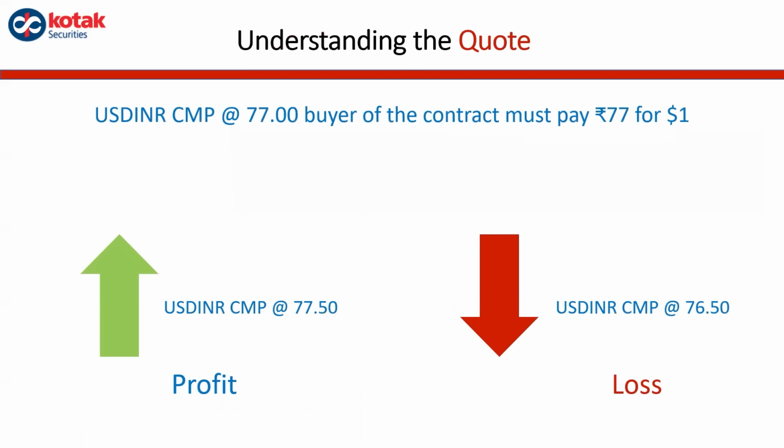Now we'll understand the quote. So, say for example, if we say that the dollar rupee pair is trading at 77, that means the buyer of the contract has to pay 77 rupees for the pair.